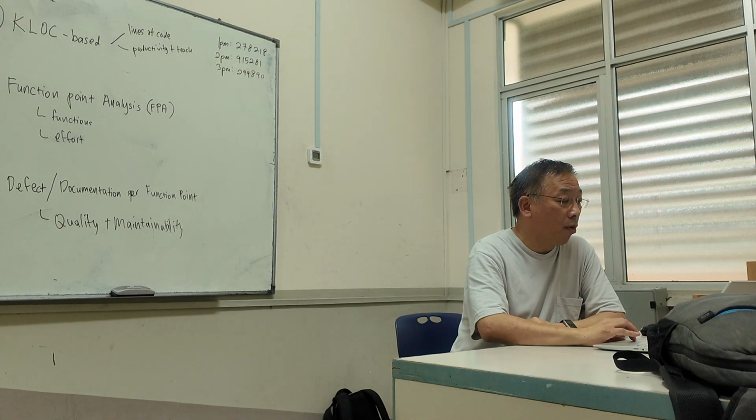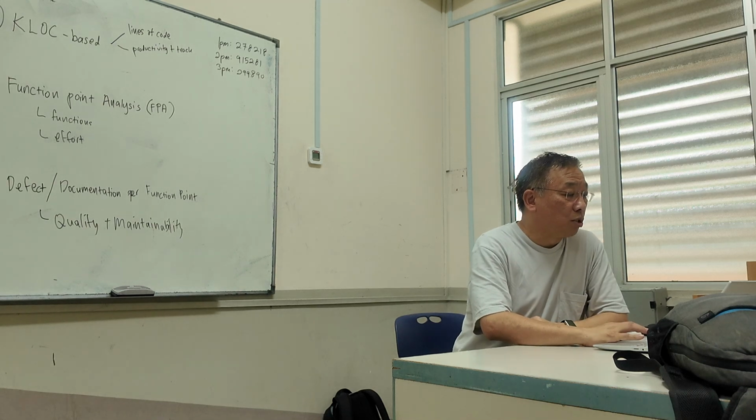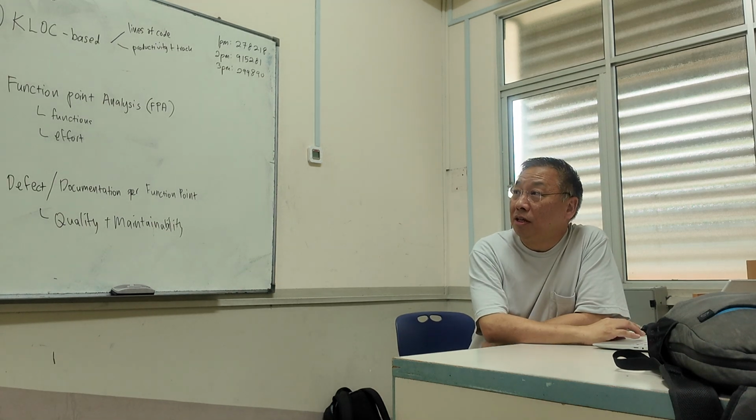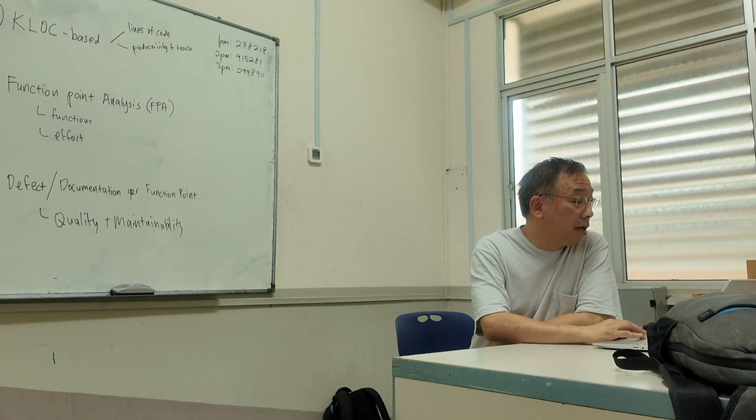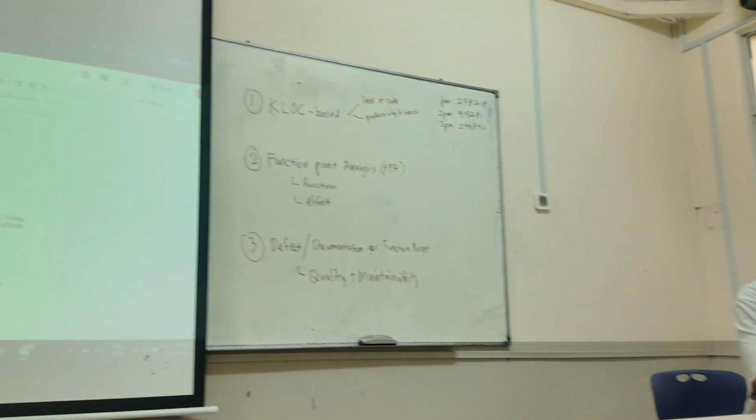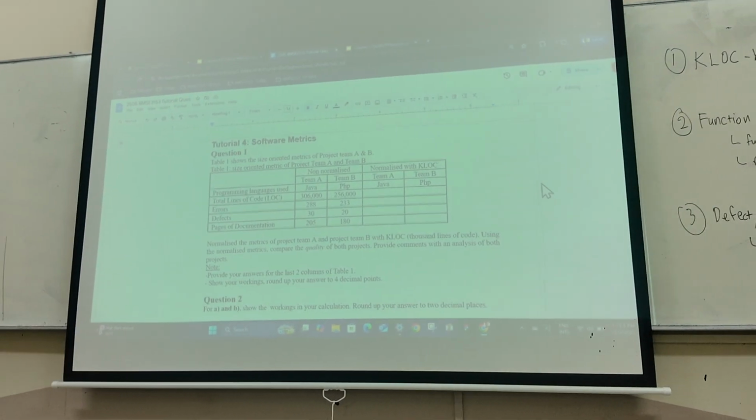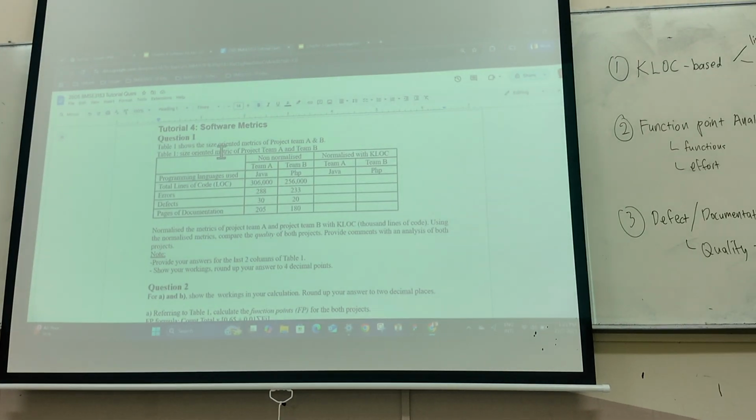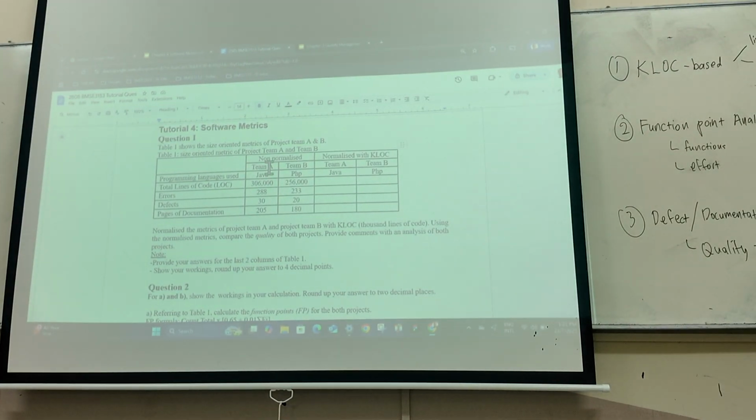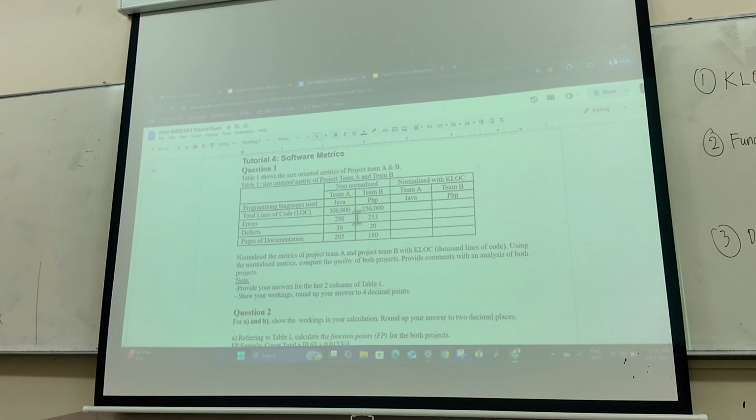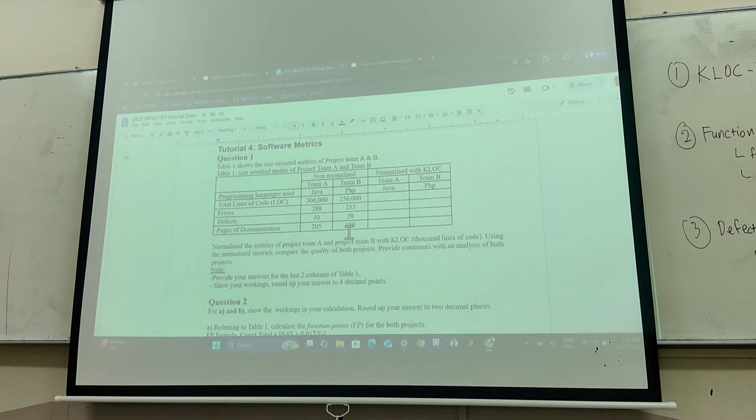Okay, so the question here starts with this table, just like the one you had just now. Let me zoom in so everyone can see it at the back. Yeah, thank you. So this one says, same as the slide, we have team A and team B, non-normalized, the figures are almost the same, and they ask you to normalize with KLOC. How do you calculate that? Okay.